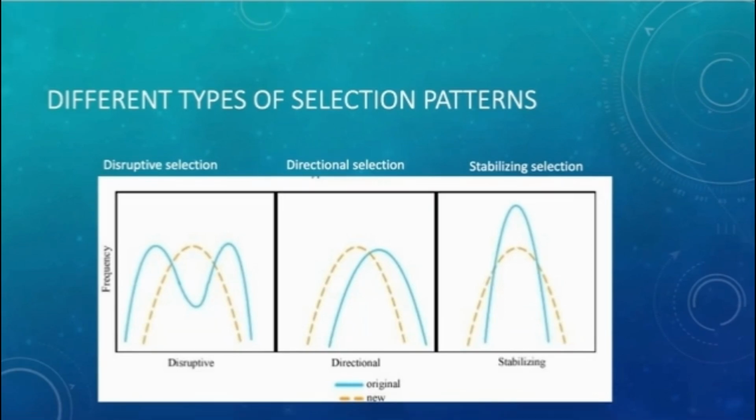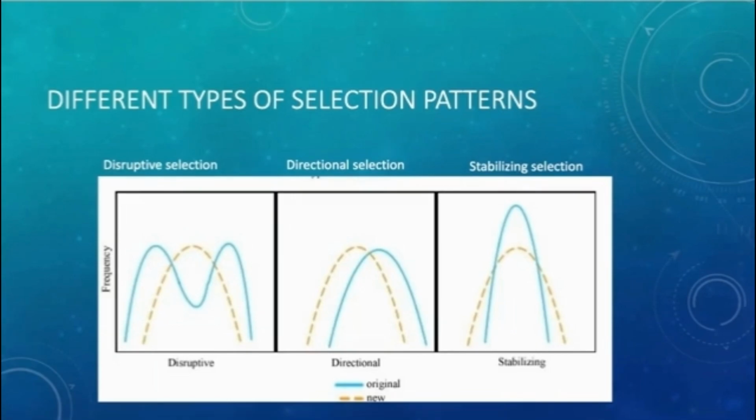And then lastly, we have stabilizing selection, which favors intermediate phenotypes, indicating that individuals with traits closer to the mean possess higher fitness relative to those at the extremes.